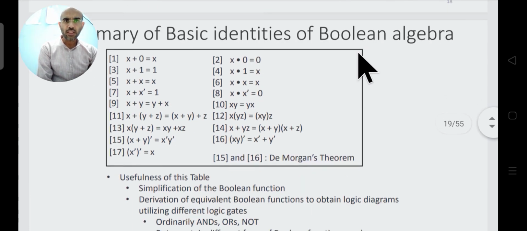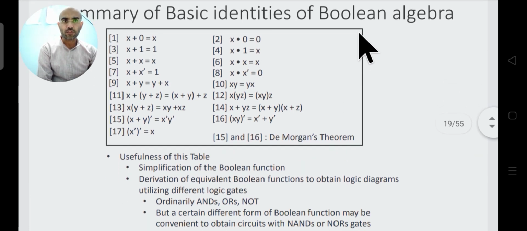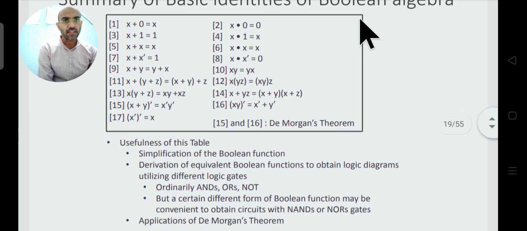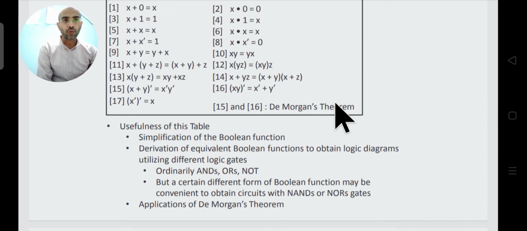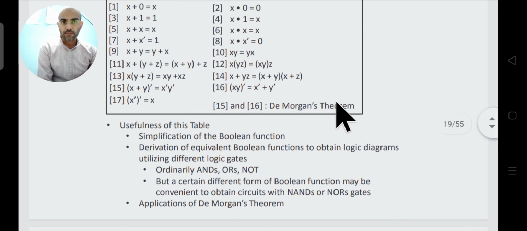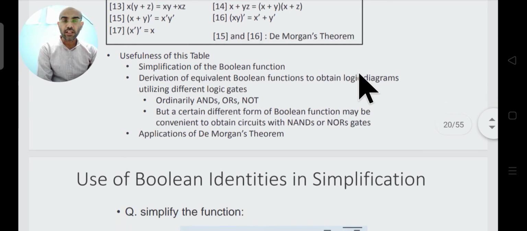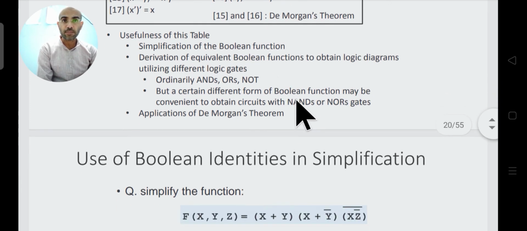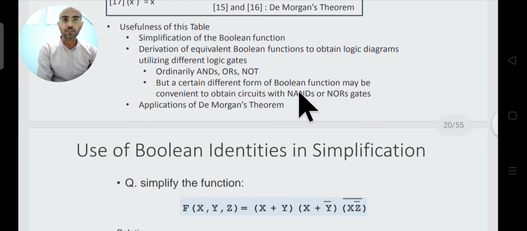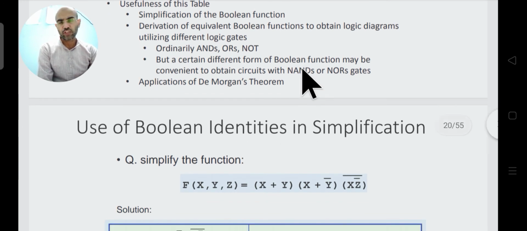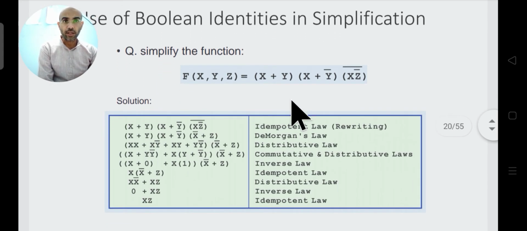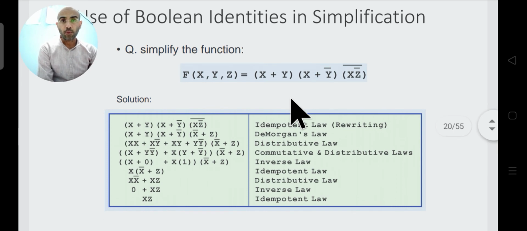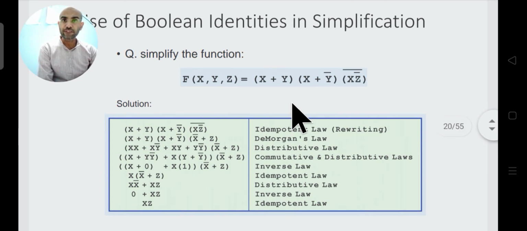So this is a summary of all the identities which we have seen in the last few slides, and these identities will be useful to you for simplifying any given expressions. This is the utility of it, and with the help of the simplified expression, you can implement that expression with your AND, OR and NOT gates, or with the help of NAND and NOR as per your choice. So now let's try to simplify some Boolean expressions with the help of the identities only.